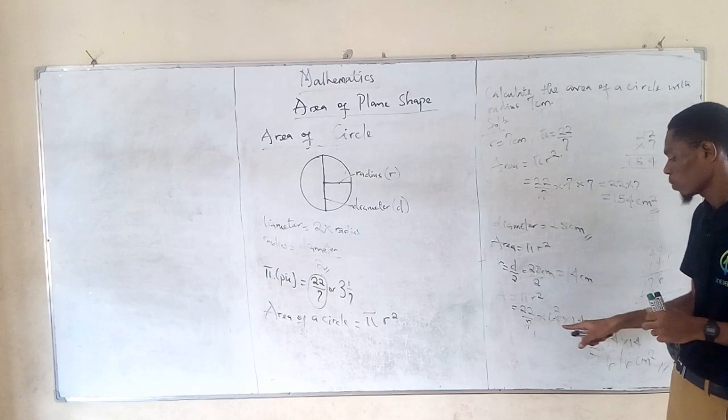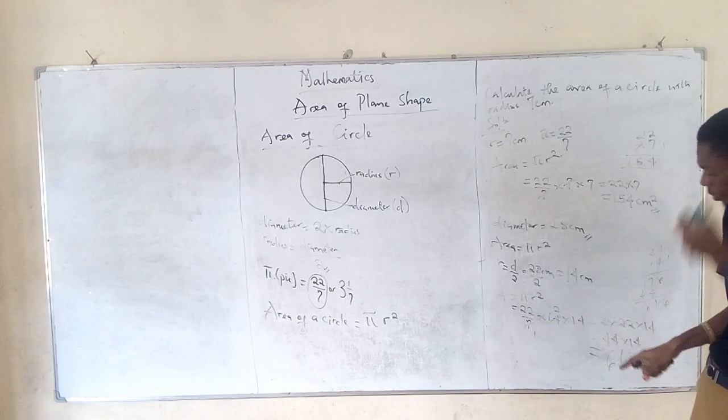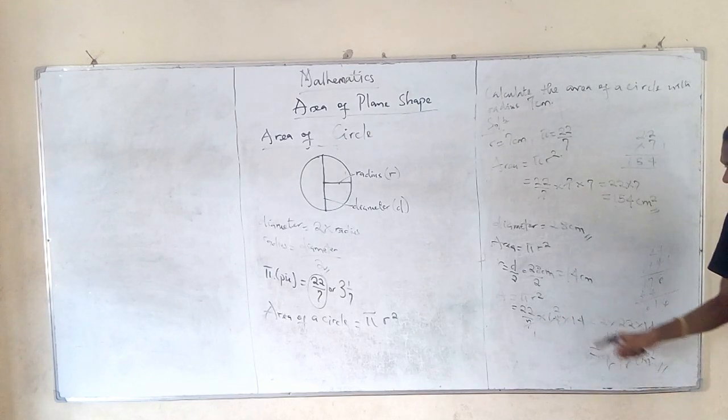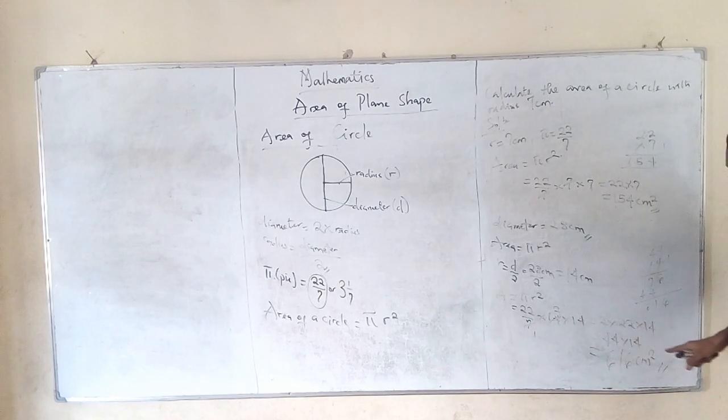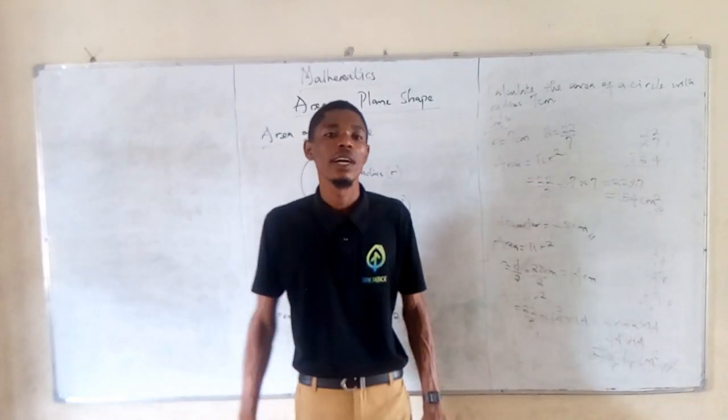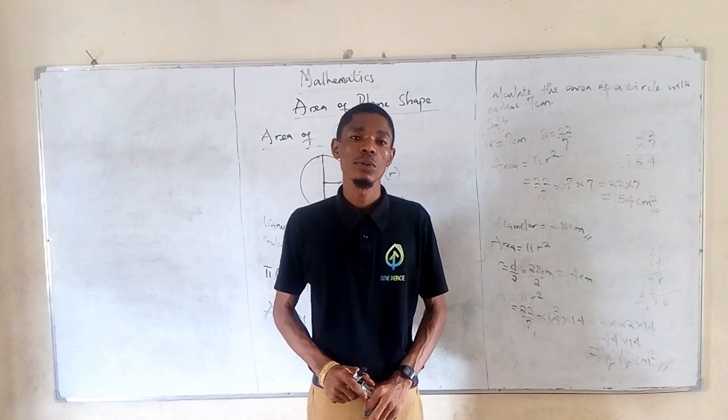So 22/7 multiplied by 14 multiplied by 14. This 7 cancels here, remaining 2. When you do that out, you get 2 times 22 times 14, which is 44 multiplied by 14. 2 times 22 is 44. 44 multiplied by 14 gives us 616 centimeters squared. This is how to look for areas of a circle.